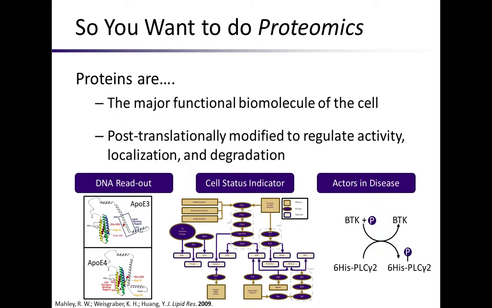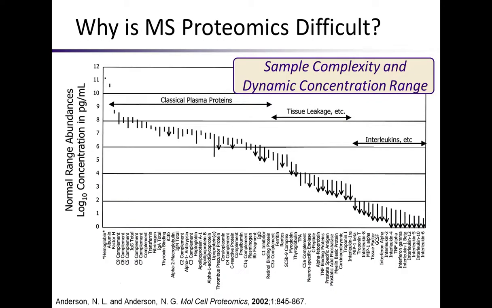And these proteins also act in disease, and we'll talk a little bit about all of these different things during this presentation. So why is this difficult? Why is it so much harder to measure proteins than RNA? Well, one of the big things is the complexity of the sample, and another big thing is the dynamic concentration range.